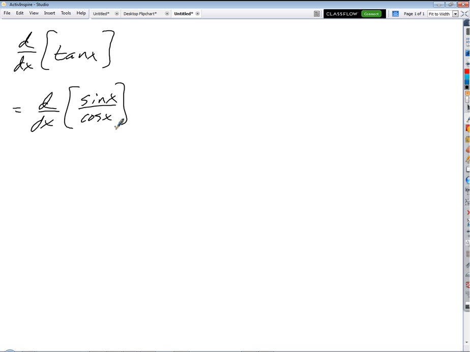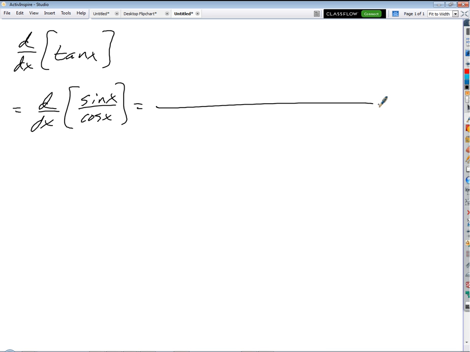Okay, Hunter, what kind of rule are we going to have to apply to that derivative? Quotient rule, sure. We've got a quotient of functions. u, in this case, is sine x, and v is cosine x. All we're going to do is just the quotient rule. So take me through the quotient rule then. The quotient rule is what, Julie? Without looking, what's the quotient rule? U times v prime minus v times u prime over v squared.